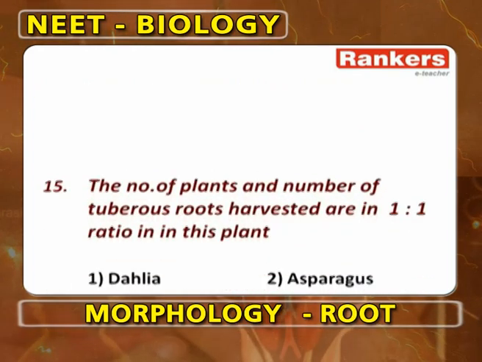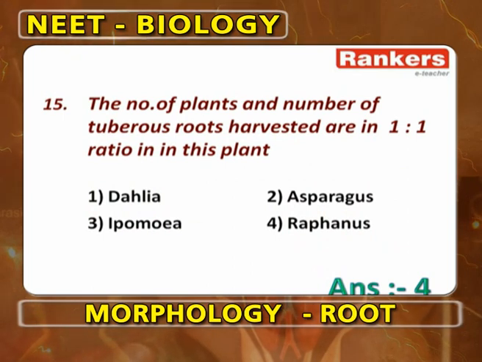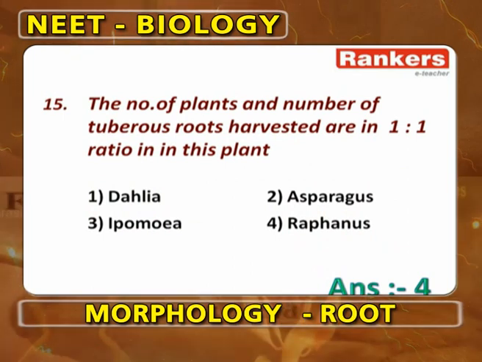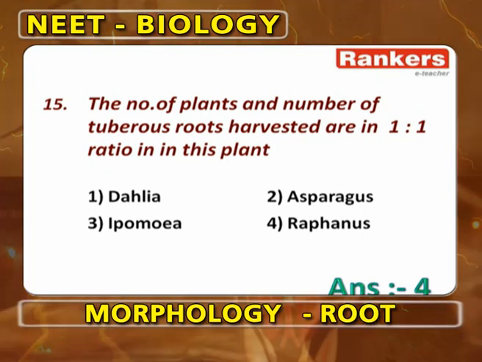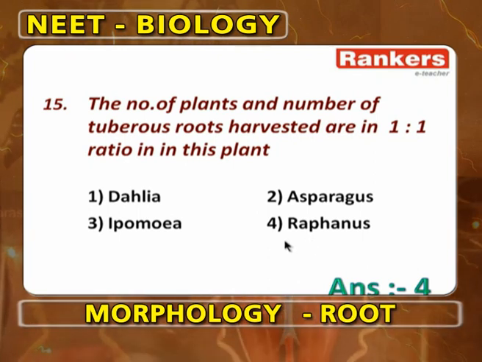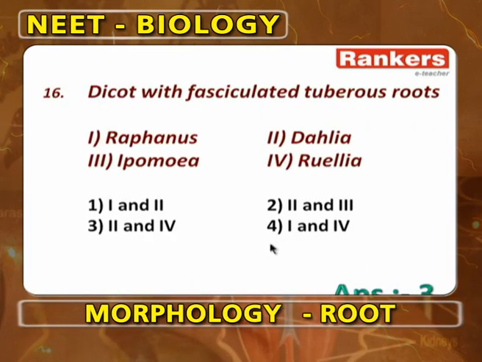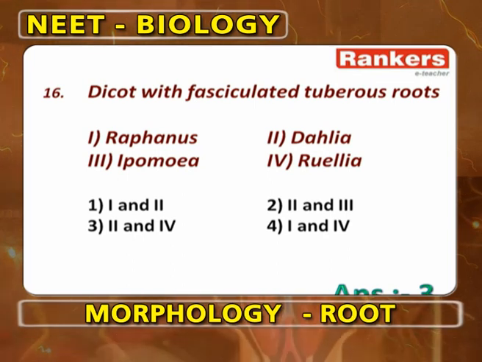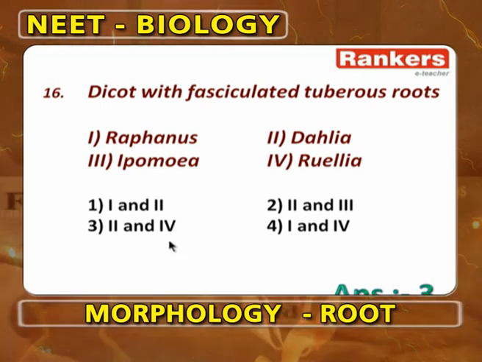Next, the number of plants and number of tuberous roots harvested are in 1:1 ratio in this plant, meaning any biennial plant like Raphanus. Raphanus, they are harvested and the ratio is 1:1. Next, a dicot plant with fasciculated tuberous roots. Just now I told Dahlia and Ruellia, 2 and 4. They are dicots with fasciculated tuberous roots.